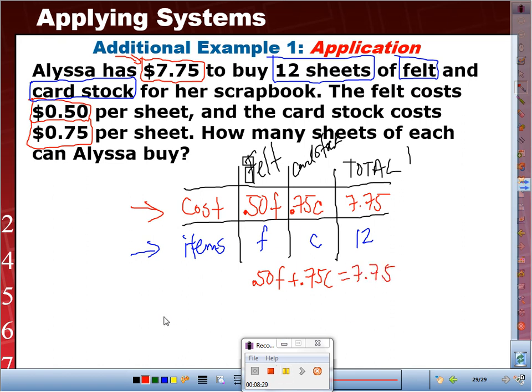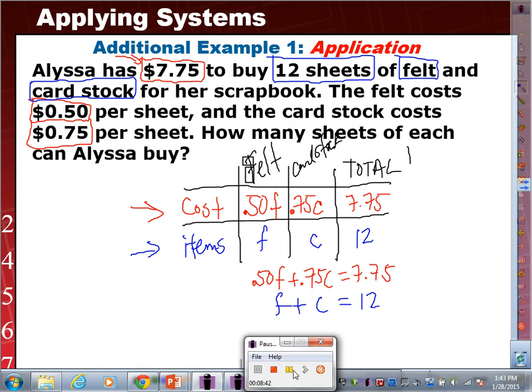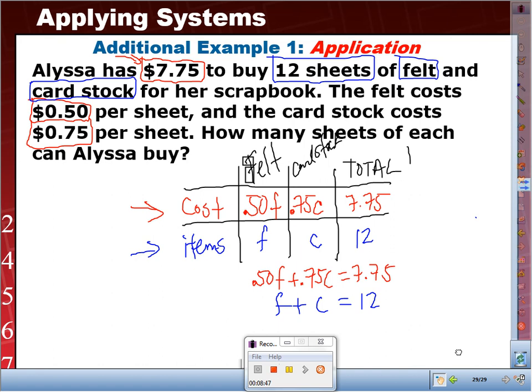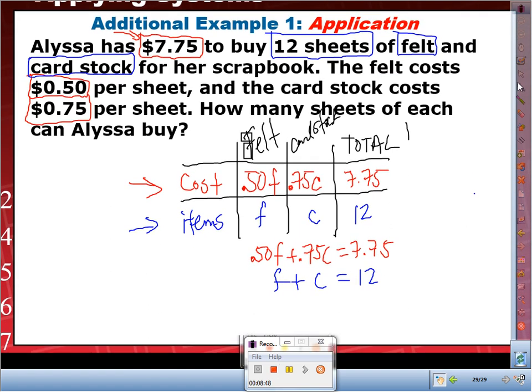Does everybody see where I got that from? So what would be my second equation, everyone? F plus C equals 12. Copy that, please, and now we have a system. So let me scoot this up a little bit. And there it is.